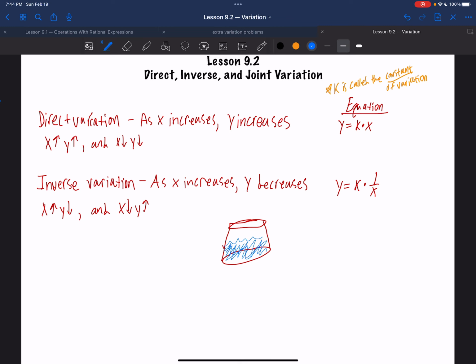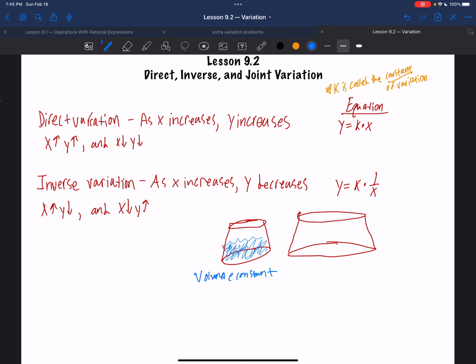Now, here's what I'm going to do. I'm going to keep volume constant. You don't have to write this down. This is just for visualization, okay? I'm going to keep the volume constant, but I'm going to increase the radius of this cylinder. So it's going to be the same amount of water, but I'm going to make it into a much wider tank, like so.